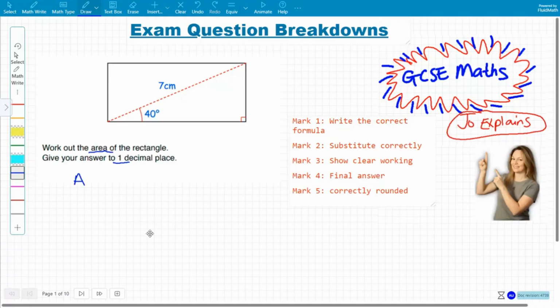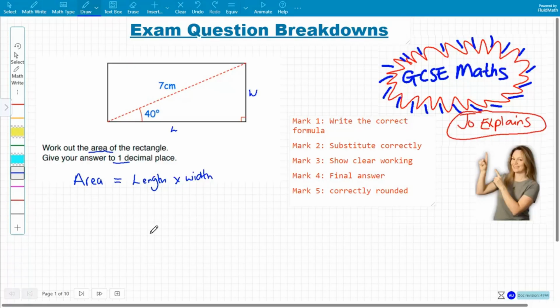Well, to work out the area of a rectangle, let's just write this down because we could get marks for this. In fact, if we look at the mark breakdown, you will get marks for writing what you know. So area of a rectangle is equal to length times the width. Okay, and that's simple stuff, we know that. So the length is obviously here and the width is obviously here.